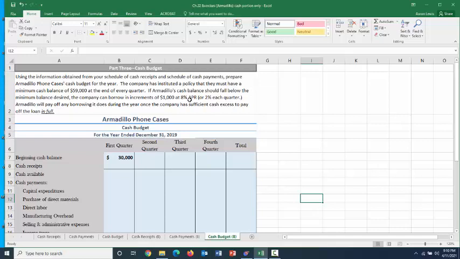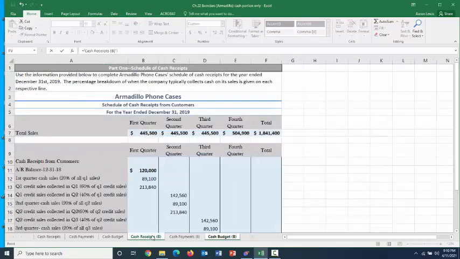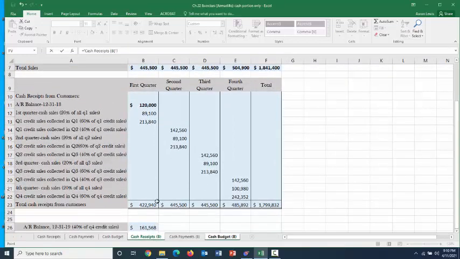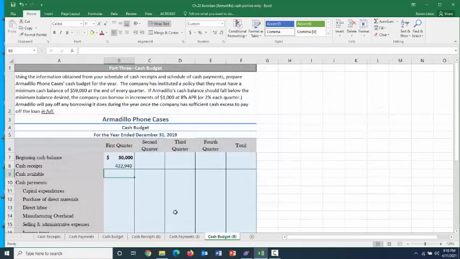Well, all of the cash that they collect from customers during the first period. So their cash receipts during the first quarter can be found right on the schedule of cash receipts. If we go to the schedule of cash receipts, we see that they expect in total to collect $422,940 in cash receipts from customers during that quarter. So we bring that number over to our cash budget.